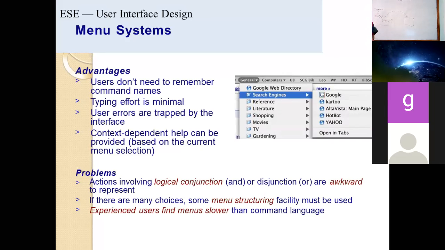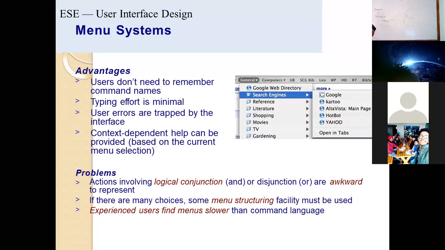Problems with the menu system. Actions involving logical conjunction: if we want to do two kinds of operations together, that will not be possible with the menu system. If I'm going to do bold, italic, and underline, I cannot do the three things together. I have to press bold first, then italic, then underline again. So this kind of conjunction of operations cannot be done using the menu system.